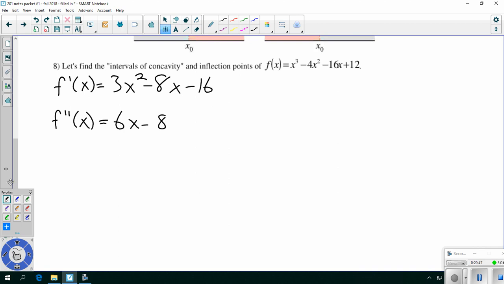And I'm interested in knowing where the second derivative is positive and negative. Because where the second derivative is positive, I know my function f is concave up. And when the second derivative is negative, f is concave down. And I'm looking for the place where that behavior changes, and that's where the second derivative is identically equal to 0. So we set the second derivative equal to 0 and solve for x, and I get x equals 4/3 as a possible point of inflection.